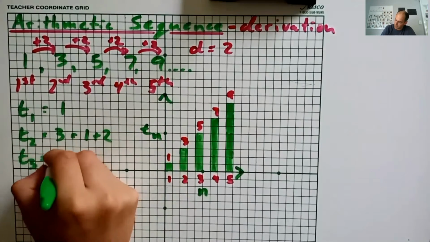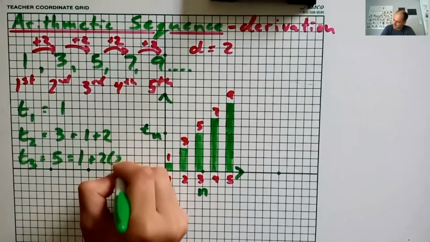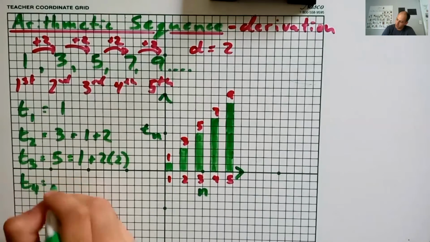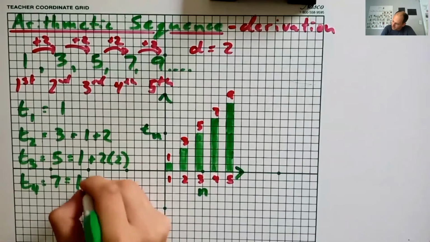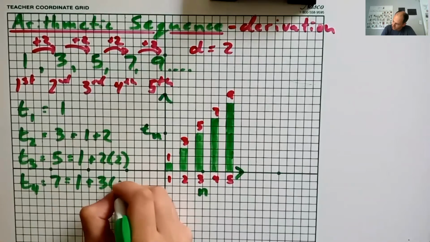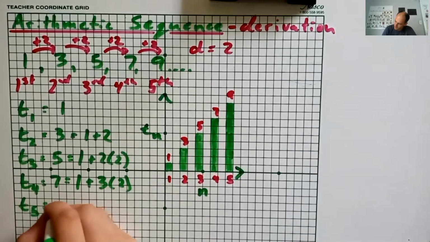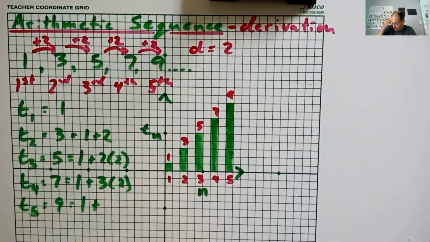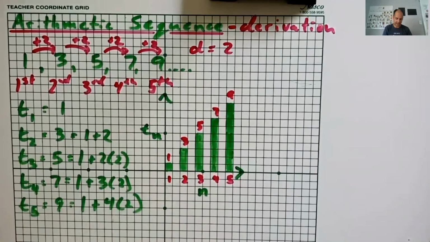T3 is equal to 5, which is equal to 1 plus 2 times 2, which is 4. 1 plus 4 is 5. T4, which is equal to 7, is 1 plus 3 groups of 2. And T5, which is equal to 9, is 1 plus 4 groups of 2. So notice how the common difference is represented in this case.